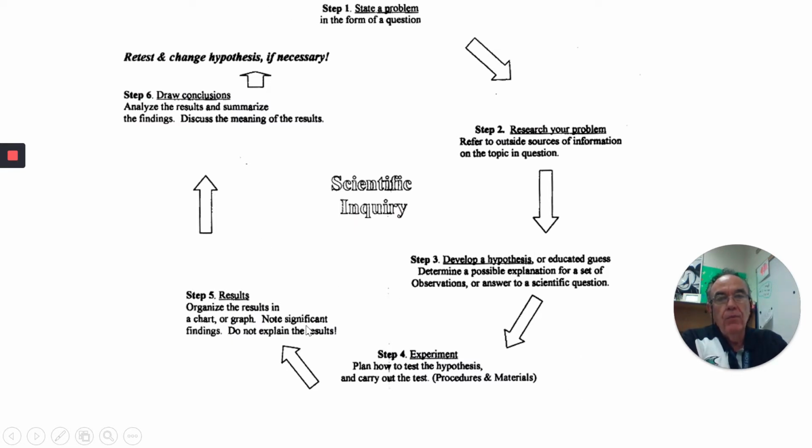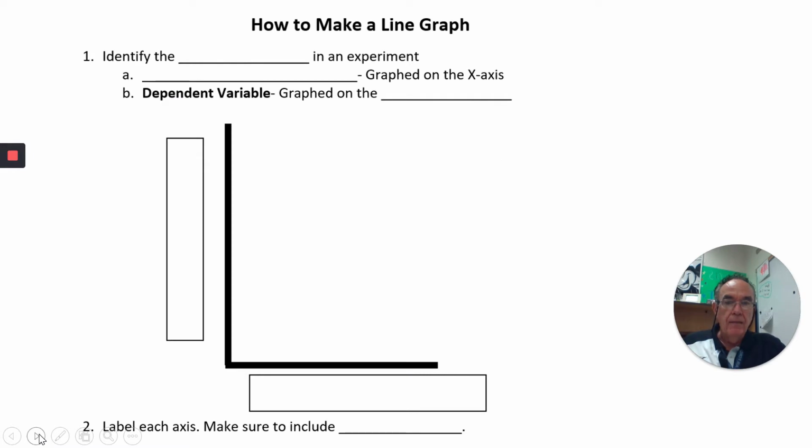This is just a quick review of the scientific method. We state a problem in the form of a question. We research the problem. You can either refer to outside sources of information or new information. We develop a hypothesis, or an educated best guess, to determine a possible explanation. We actually go ahead and do the experiment. We get results. We make conclusions, and then if necessary, we retest and change the hypothesis.